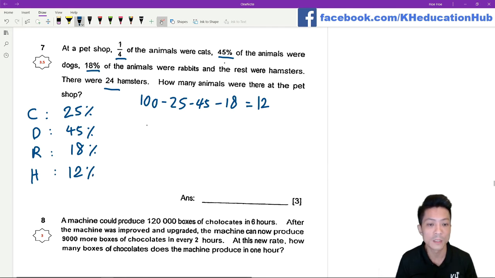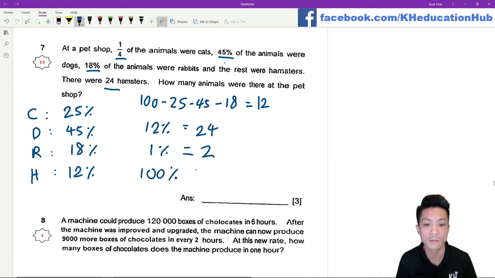Which means that since there are 24 hamsters, 12% is equal to 24. How many animals were there at the pet shop? We're gonna find what is 1% by dividing by 12, which will give me 200. There were 200 animals.